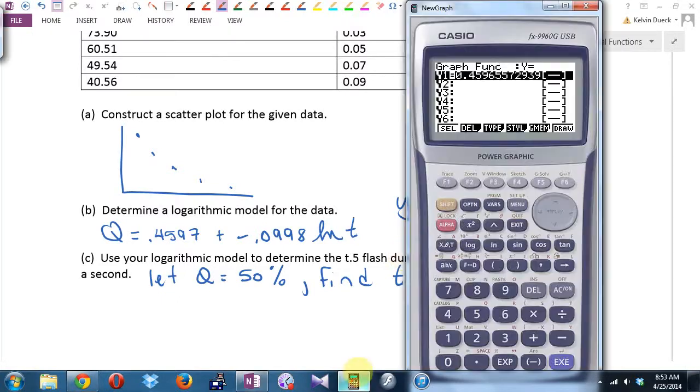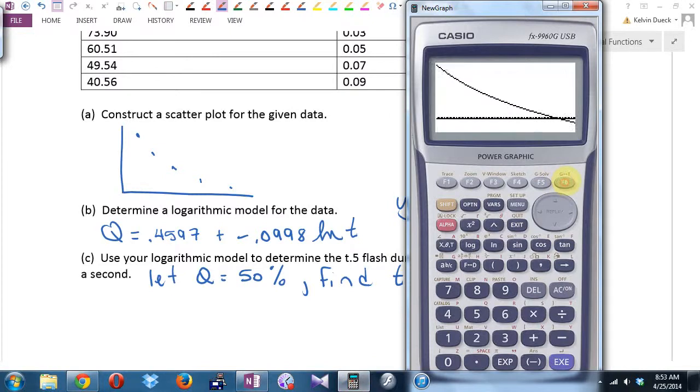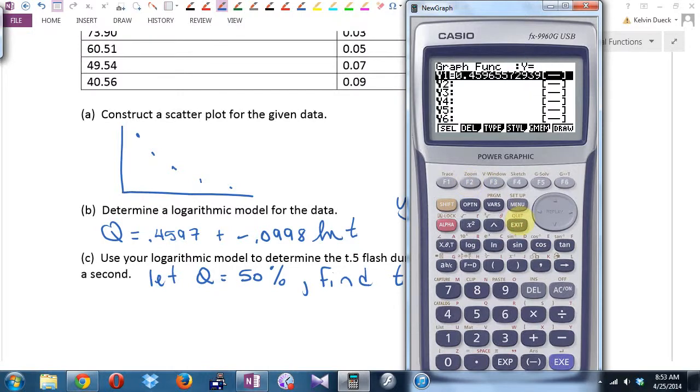So I'm going to use the draw. There's my graph. Calculate, arrow sideways. I want an x calculation when y is 50%. How? Oh, not found. Why not found, Mr. Dueck? Let me check my view window.